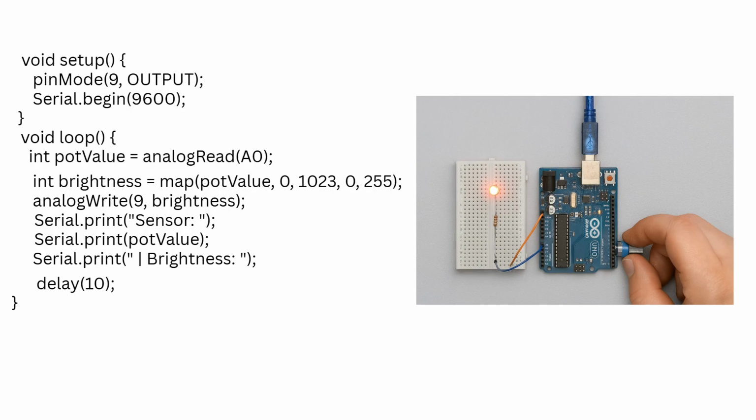Let's use both functions together. We will read the value from the potentiometer and then use that value to control the LED brightness. Here the map function converts the 0 to 1023 range from analogRead to the 0 to 255 range that analogWrite uses. As I rotate the potentiometer, you will see the LED brightness change smoothly.